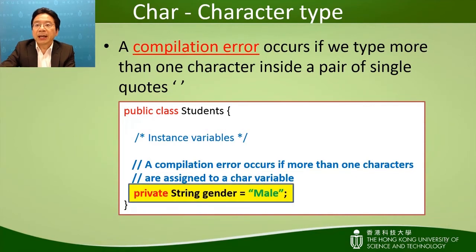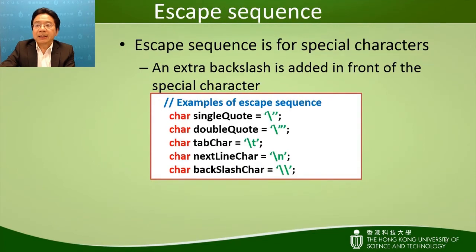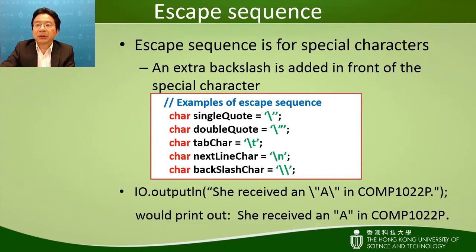We have to use the String class in order to use the word male or female for representing gender in this example. On a side issue, one may ask what to do if one wants to create a character using a single quote, or a string with a double quote as one of its characters. The way to do it is by using an extra backslash in front of the single or double quote or any other special characters. For example, if one wants to print out the message, she received an A in COM1022P, with A being enclosed in double quotes, the backslash before the double quotes will accomplish that printout.